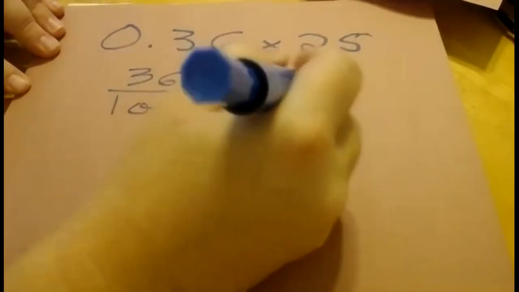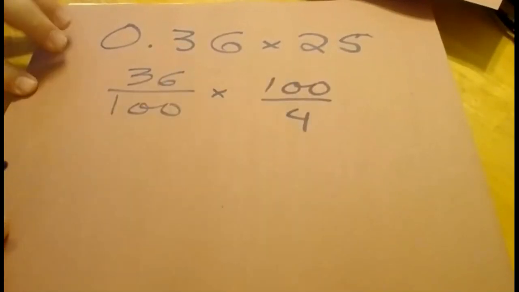Okay. Now, 25 is the same as 100 divided by 4. Look at how quick and easy we got an answer. What's the answer? It's 9. You might be able to see already right now that it's 9. A little bit blurry there. Let me refocus.